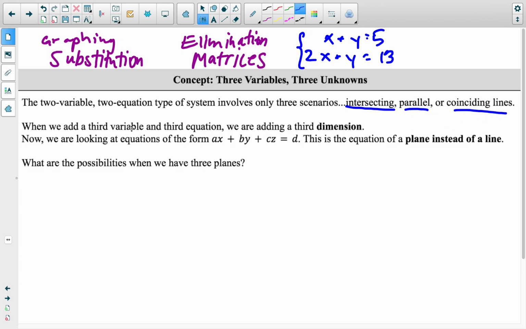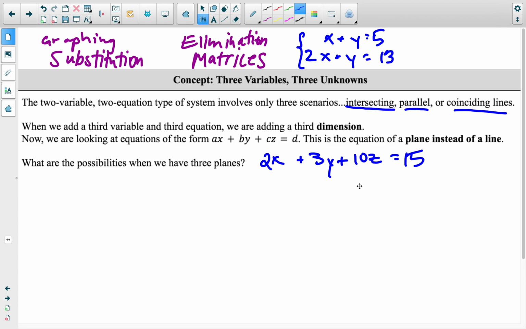But when we add a third variable and a third equation, we're adding a third dimension. So we're going to be looking at equations of the form like 2x plus 3y plus 10z equals 15. And when we are looking at an equation like that, this is the equation of a plane instead of a line. I kind of hinted at this way of thinking with linear programming in our last section, but today we're really going to dig into it.